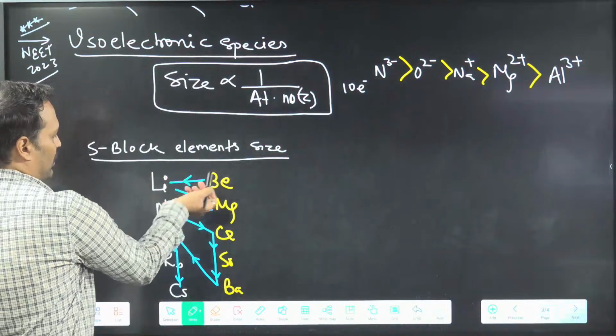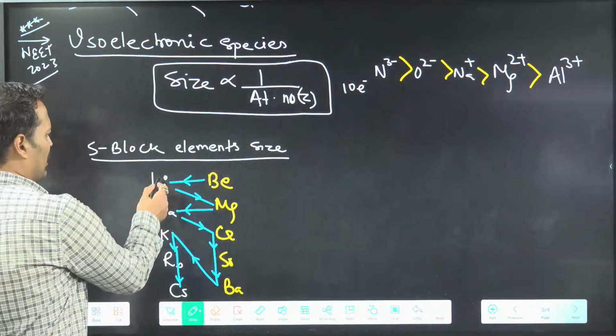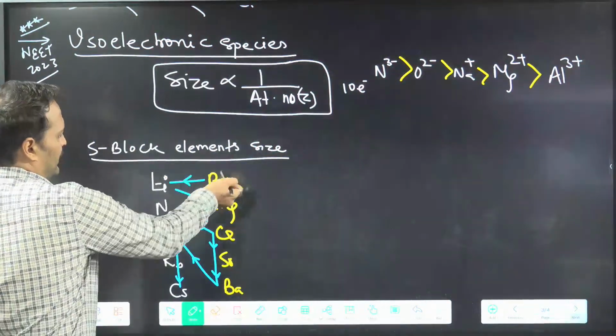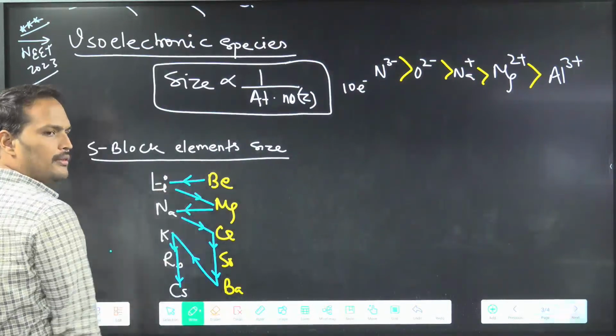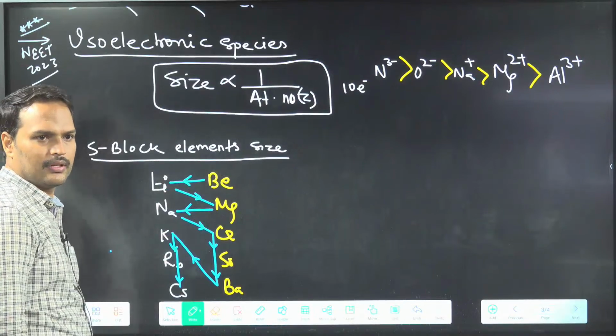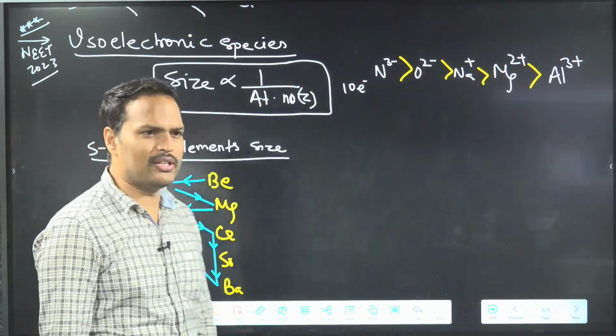So beryllium is smallest. You can tell also that in a period, as we move, the size becomes small. So beryllium is small, magnesium is small, like this. So you can go and check the data also.